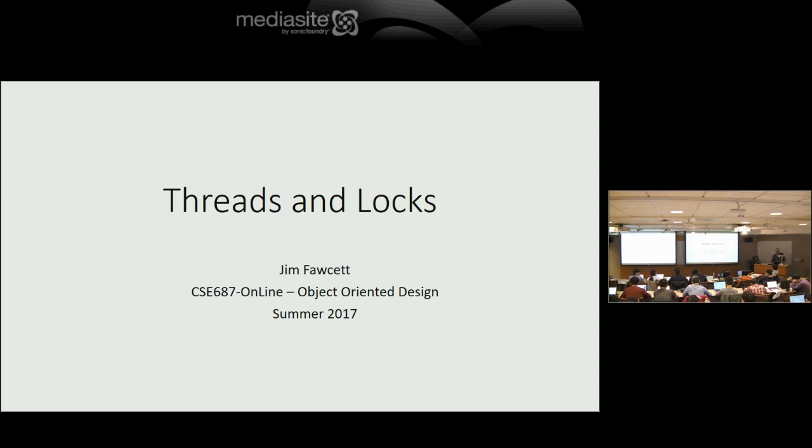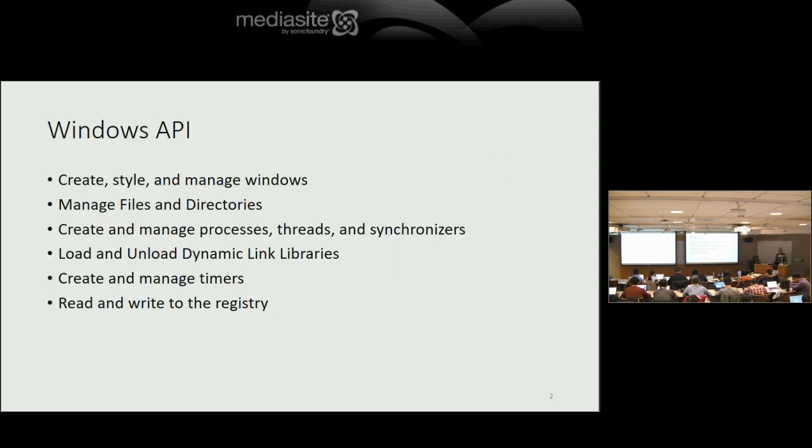So threads and locks. The Windows API is used to create, style, and manage windows, manage files and directories, create and manage processes, threads, and synchronizers, load and unload dynamic link libraries, create and manage timers, and read and write to the registry. These are the main things. There are three principal libraries: Kernel32 DLL, User32 DLL, and GDI32 DLL.